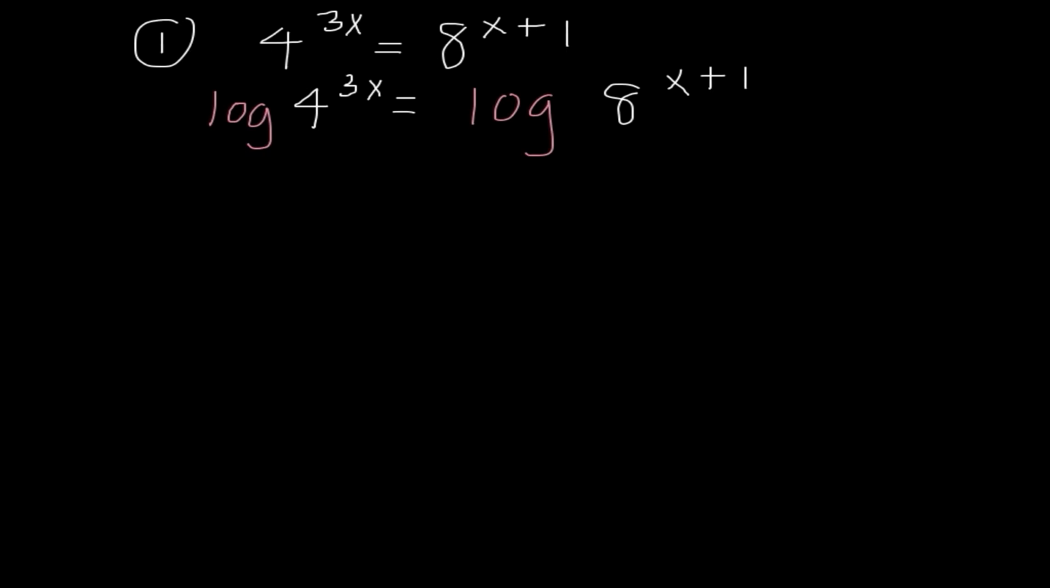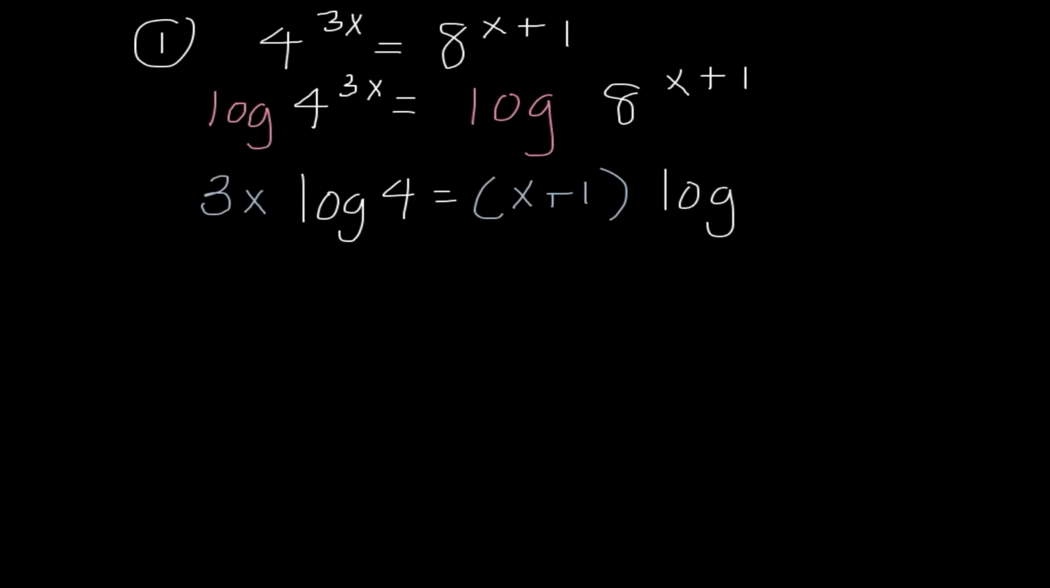We learned in our previous lecture that when I have an exponent, I can bring that out in front to become a coefficient. So I'm actually going to write this as 3x times the log of 4 equals x plus 1 times the log of 8. And we know that log of 4 and log of 8 are actually just decimal values that we're going to have to figure out in our calculator.